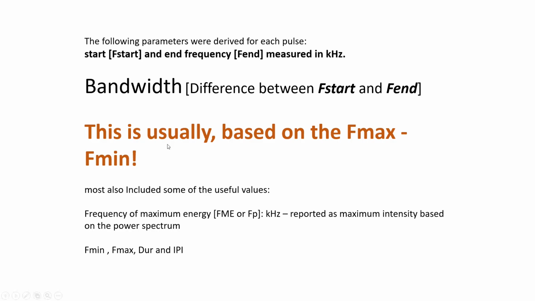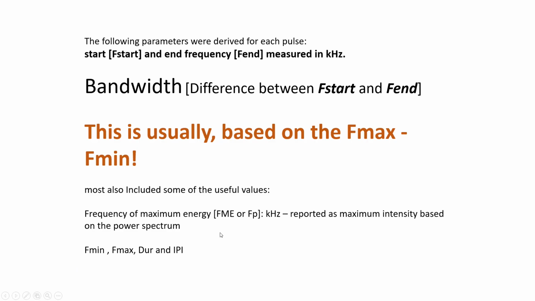Most of these papers also included some useful values, such as the maximum frequency of energy, FME, or peak frequency, although a separate micro lesson will discuss how useful those really are, as well as some slope measurements that vary quite drastically. In any case, these papers reported one of these as the maximum intensity based on a power spectrum, meaning the loudest part of the call, maximum energy. And then, of course, the minimum and maximum, duration of each call, and the interpulse interval.